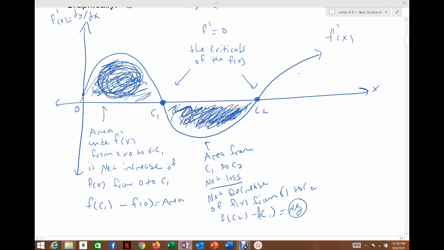All right, then after that, suppose I stop here at B, I'm gaining again. So this is positive area, and so we'd be gaining. It would be a net gain.